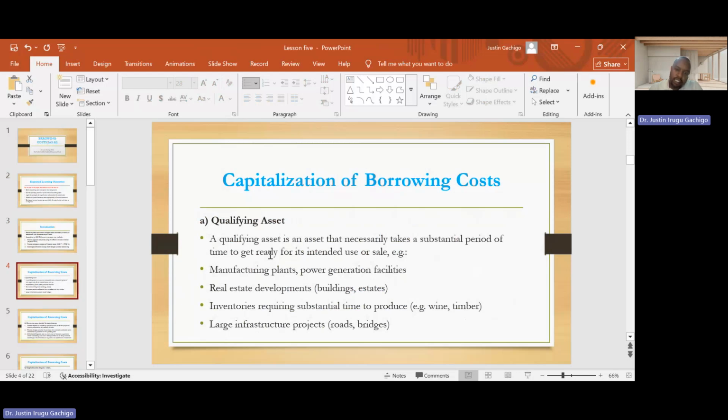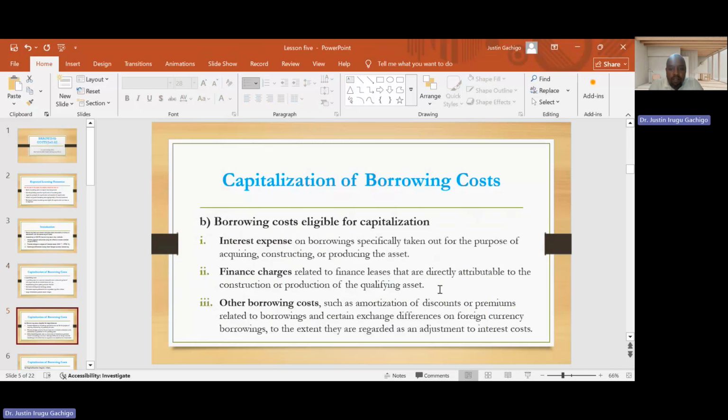A qualifying asset is an asset that necessarily takes a substantial period of time to get ready for its intended use or sale. So for example, building a mall or building a factory or building a hotel or building a hospital. These assets normally take a very long time to be completed, maybe 2 or 3 years. So we have examples here like manufacturing plants, power generation facilities, real estate development, inventory requiring substantial time to produce, and large infrastructure projects like roads and bridges.